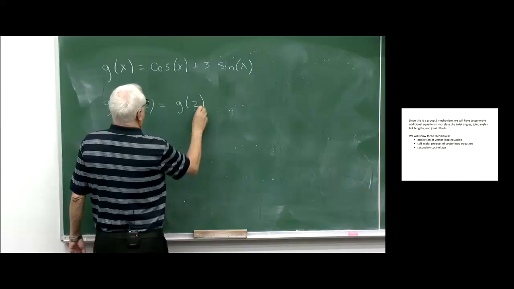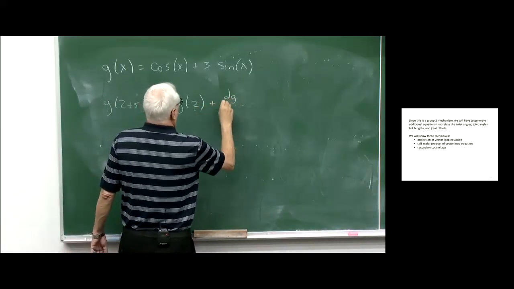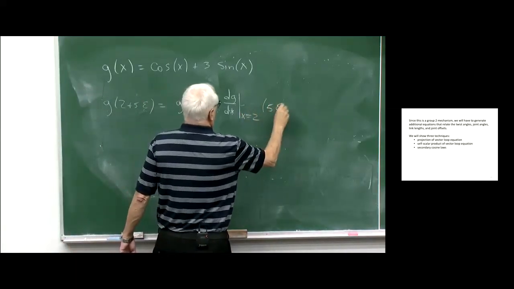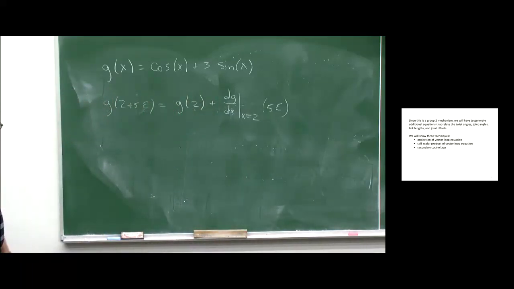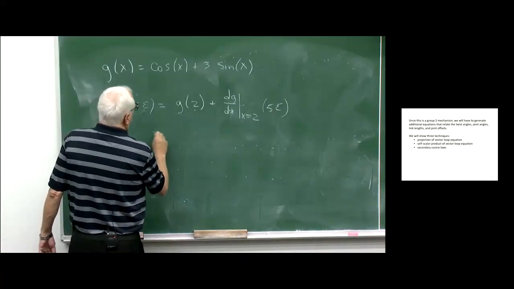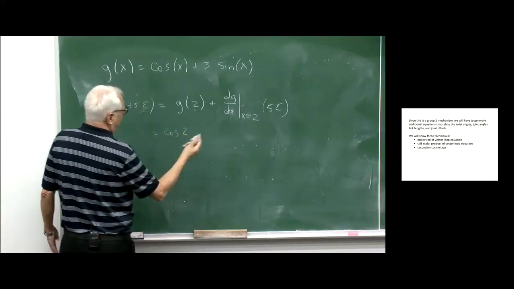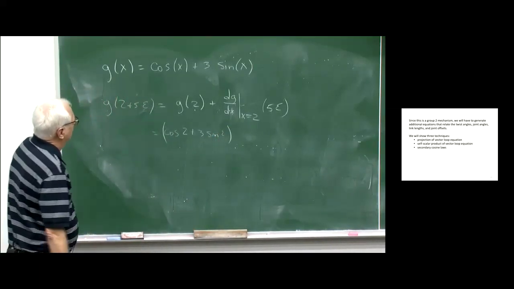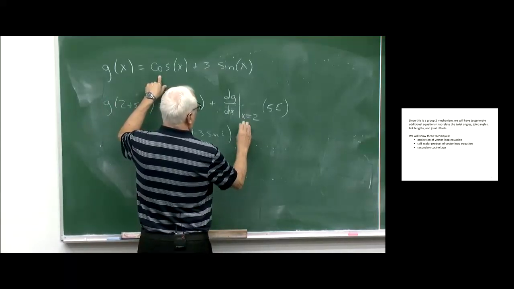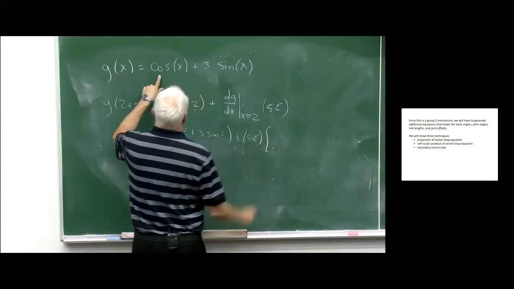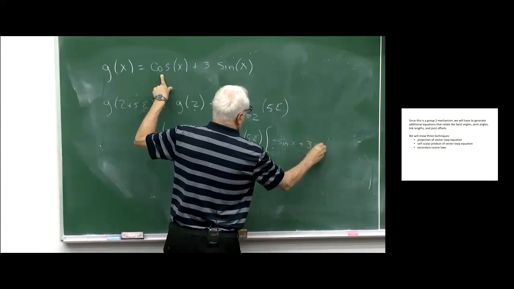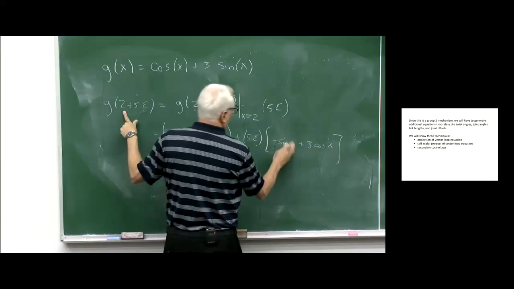So it's going to be the function evaluated at 2 plus dg dx evaluated at x equals 2, that's my expansion point, times how far I tweaked it from the expansion point, 5 epsilon. So, hey, I can do this. The real part is going to be cosine of 2 radians, whatever that is, plus 3 sine of 2 radians, so some number. The derivative of this is, well, let's put the 5 epsilon out front here. So the derivative is negative sine of x plus 3 cosine x, but it's evaluated at the expansion point.